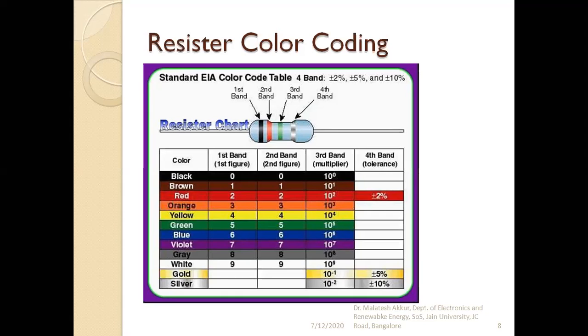Like this, for example, 220 ohm: the 2 is red, red. One more 0 we need, that is 10 to the power 1 is required. So we can say red, red, brown. And for 10 kilo ohm, for example, I want the resistance value of 10 kilo ohm. For 10, the first digit is 1, the second digit is 0.